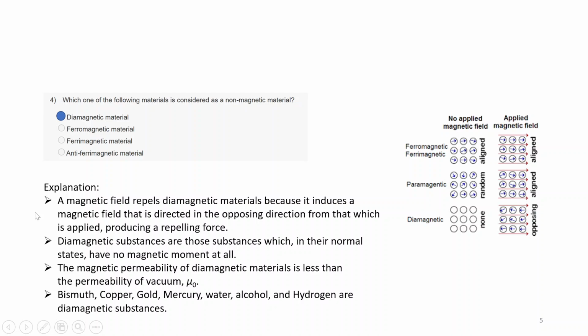So a magnetic field repels diamagnetic materials because it induces a magnetic field that is directed in the opposing direction from that which is applied, producing a repelling force. And diamagnetic substances are those substances which in their normal states have no magnetic moment at all. And the magnetic permeability of diamagnetic materials is less than the permeability of vacuum, mu naught. Bismuth, copper, gold, mercury, water, alcohol and hydrogen are some of the diamagnetic substances.